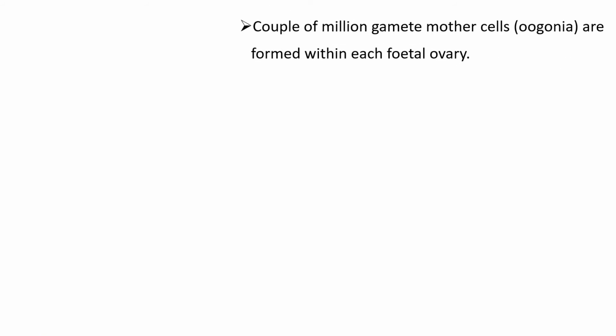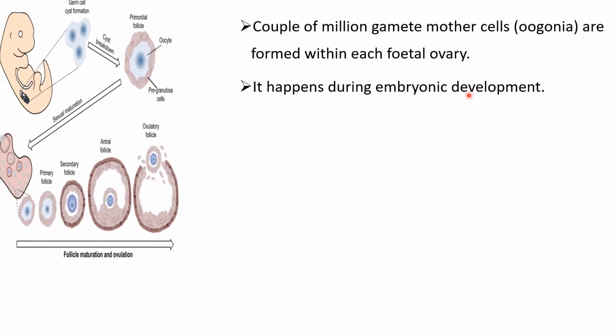A couple of million gamete mother cells are formed within each fetal ovary. If we see the fetal ovary, it contains some million gamete mother cells. Gamete mother cells are also called oogonia. Gamete mother cells are nothing but oogonia. The number of oogonia in each fetal ovary is a couple of million. The formation of this large number of oogonia happens during the embryonic development only.